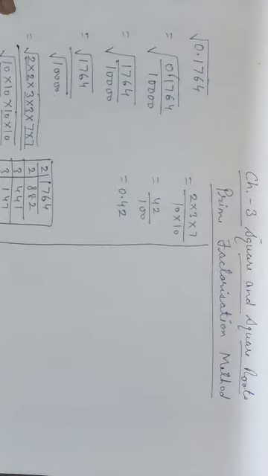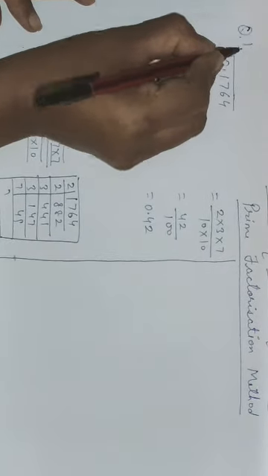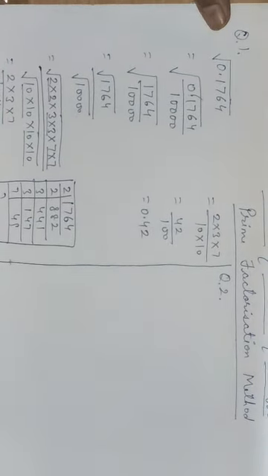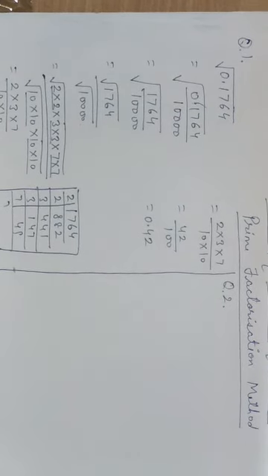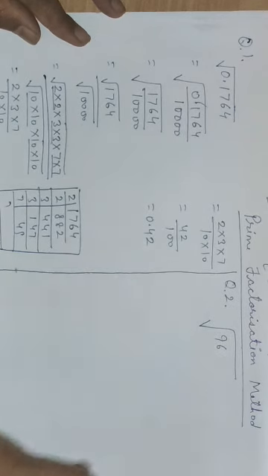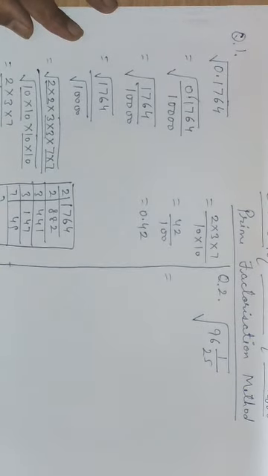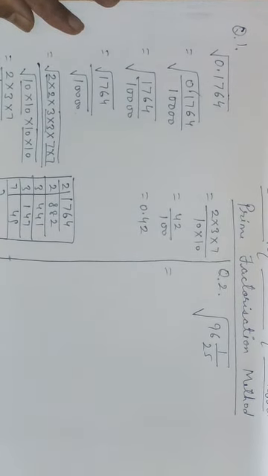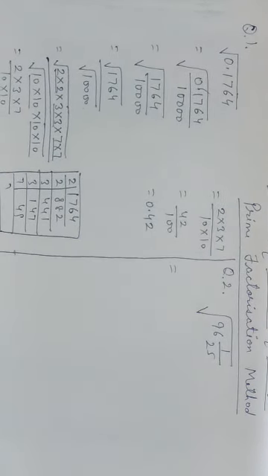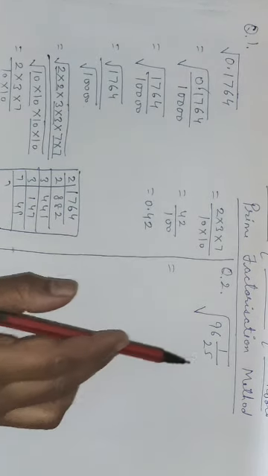Now let us see how to find the square root of a mixed number. This is my question number 1, and now I am taking question number 2. This is question number 2, and it is the square root of 96 and 1 by 25. So this is my mixed number, 96 and 1 by 25. To find the square root of a mixed number, the first step is to convert the mixed number into the form of a fraction. For that, what do we do?